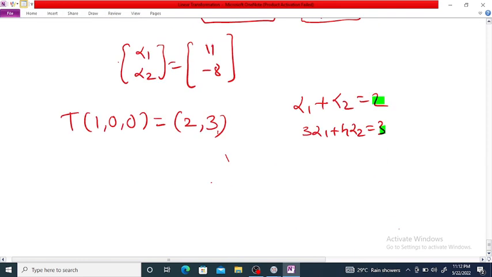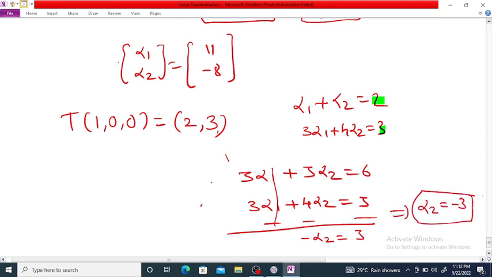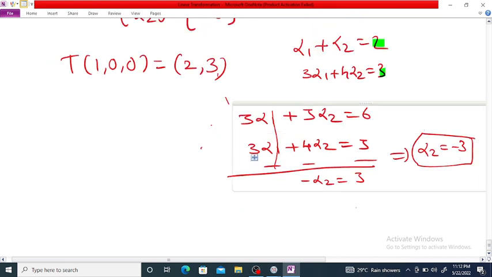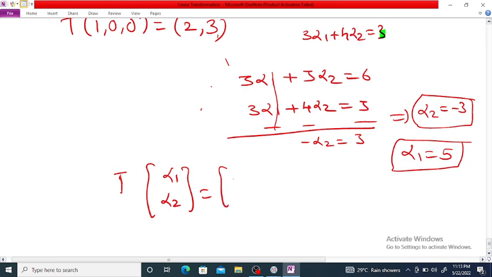Therefore, if you solve this, multiplying the first equation by 3, we get 3 alpha 1 plus 3 alpha 2 is equal to 6, and 3 alpha 1 plus 4 alpha 2 is equal to 3. If you subtract these two equations, we get minus alpha 2 is equal to 3, and therefore alpha 2 is equal to minus 3. Now alpha 2 is minus 3 implies alpha 1 is 5, and therefore the coordinate vector here, alpha 1, alpha 2, is equal to 5, minus 3.